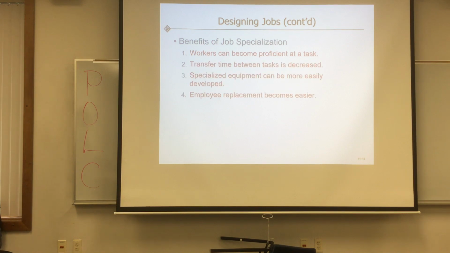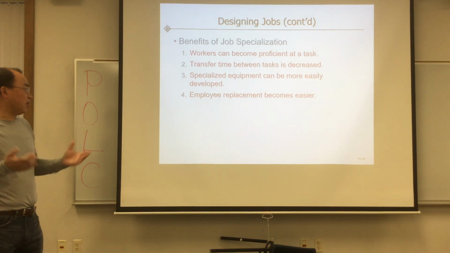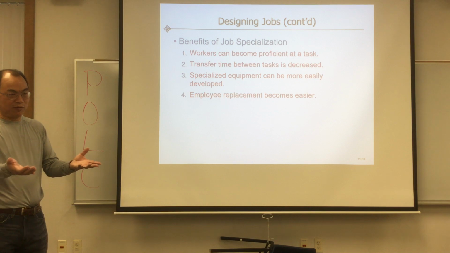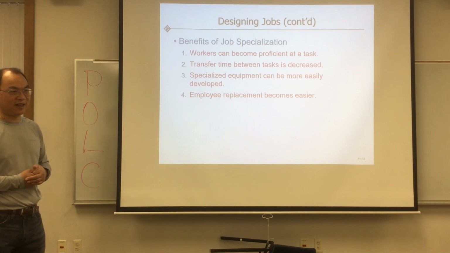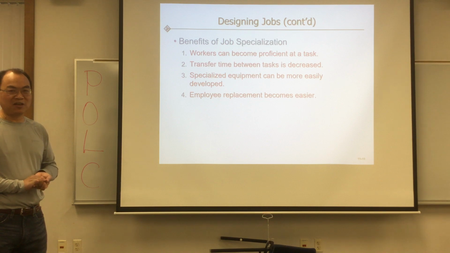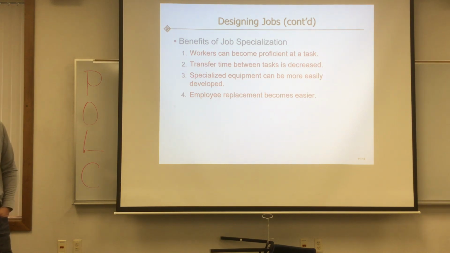So of course there are benefits of it, right? When you do one thing over and over, you become proficient faster. And the transfer time between tasks is also shorter. And also specialized equipment can be developed. And also you can replace somebody more easily because everybody knows their function in that area. Okay. I visited computer factories in China in the 1990s, and I just saw those big machines and specialized engineers there, and they can do so much.